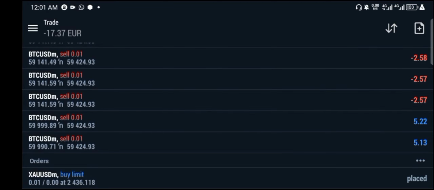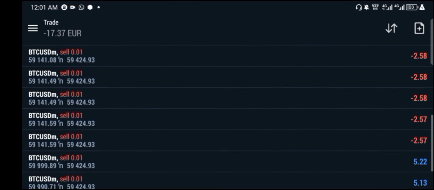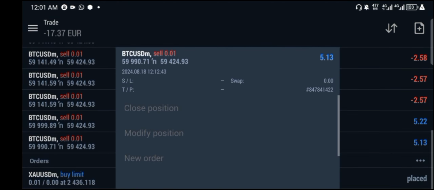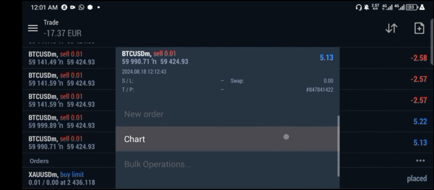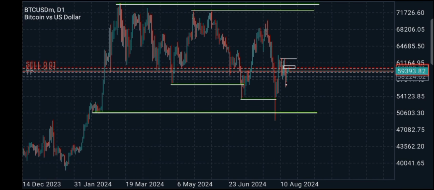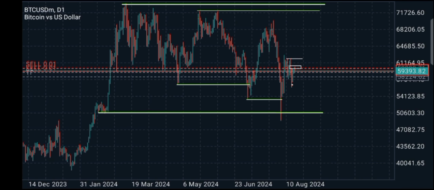Alright guys, since it is weekend, today I'll be trading BTC USD. So let's go into the chart and see what we have. I'm already in this trade. As you can see, I'm already shorting this trade, but this is what we have from the daily time frame here.